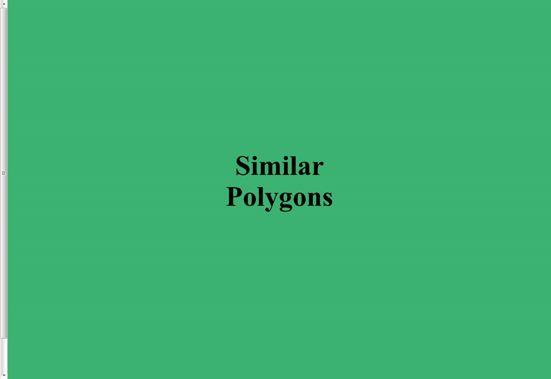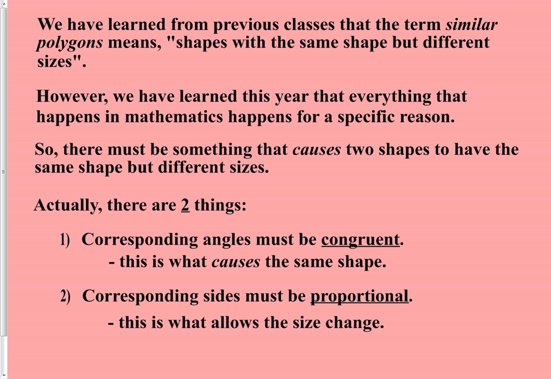Okay, after that we got away from the triangles just a little bit and started looking at polygons in general. Now, as you knew in geometry or in junior high, similar polygons meant same shape, different size, and that's absolutely true. It's a good verbal description, but you better understand what happens mathematically in order to have the same shape but different size.